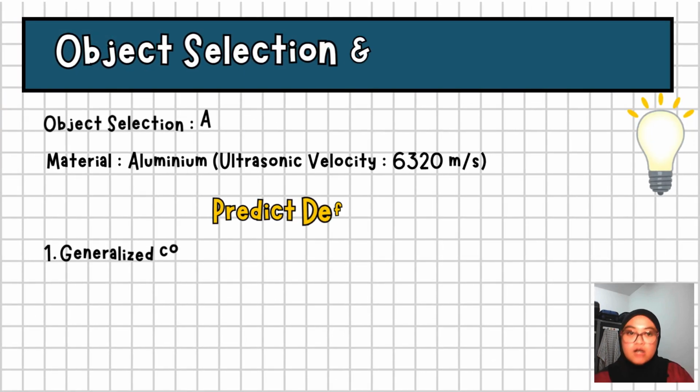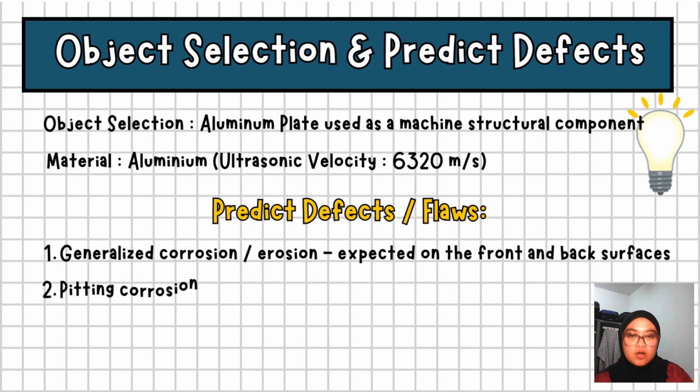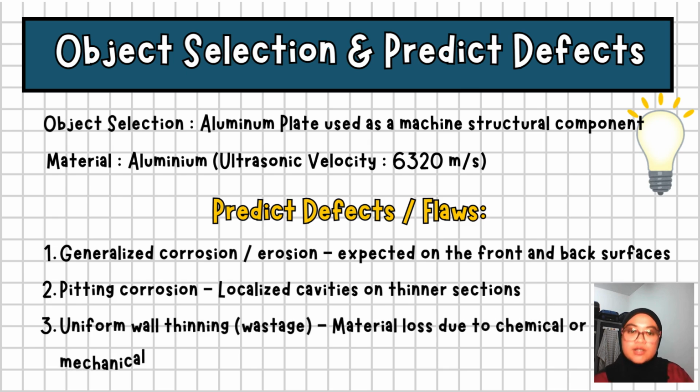For this assessment, we selected an aluminium plate that may be used for a machine guard or structural component. The ultrasonic velocity for aluminium is 6,320 meters per second. Before we conducted the inspection, we predicted several possible defects. These include generalized corrosion and erosion on the front and back surfaces, pitting corrosion at localized areas, and uniform wall thinning caused by chemical and mechanical wear.